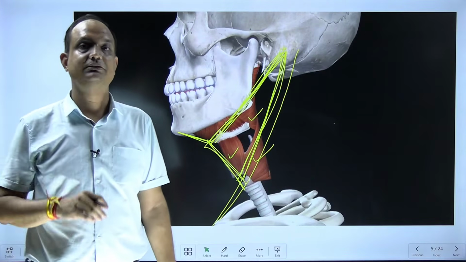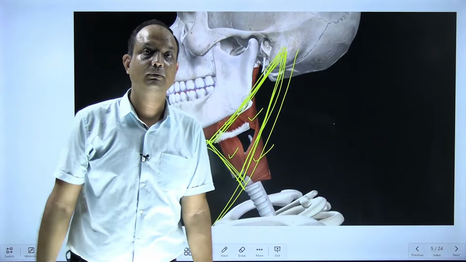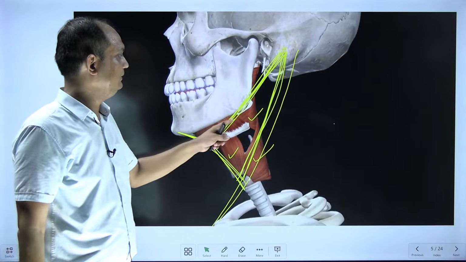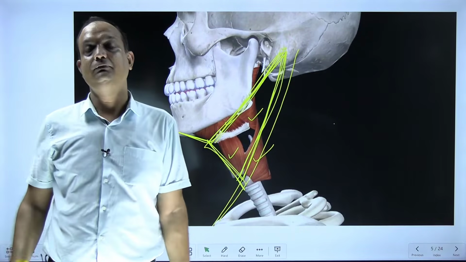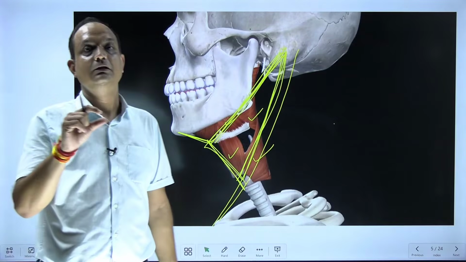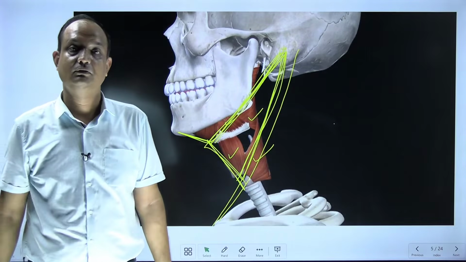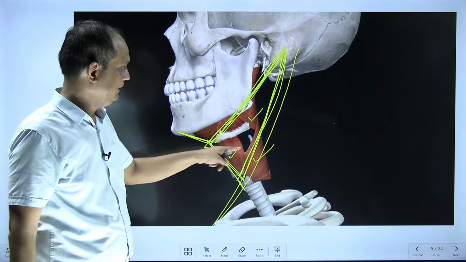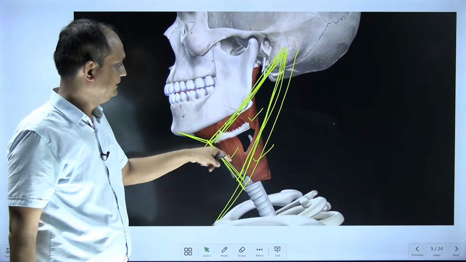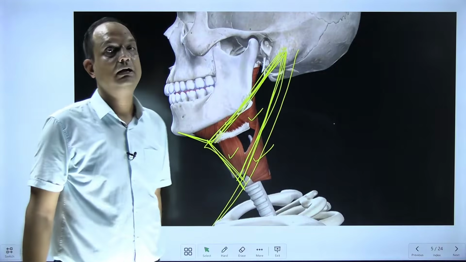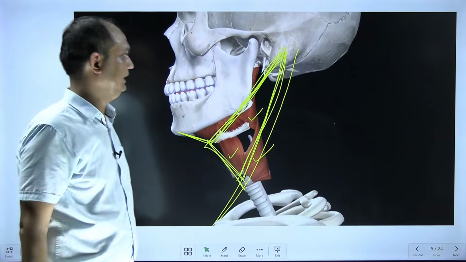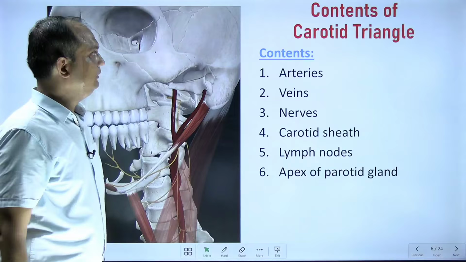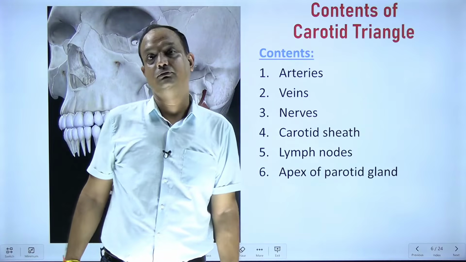And why I am giving the stress on the floor, because this question is very commonly asked in your exam: which of the following muscles is not taking part in the formation of the floor of carotid triangle. So these are the four muscles which you have to keep in mind: hypoglossal, thyroid, middle constrictor and inferior constrictor of pharynx. Now we will talk about the contents of carotid triangle.